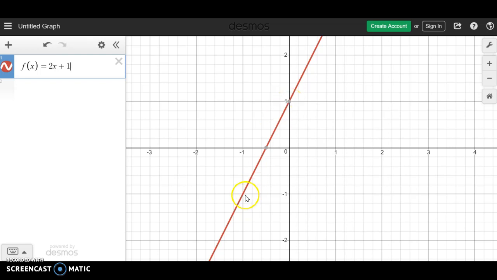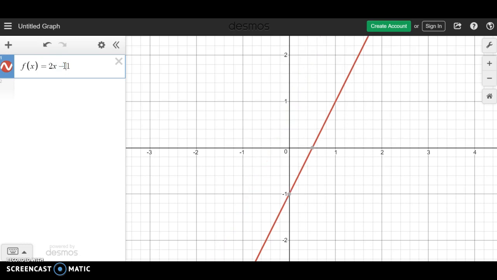And the slope of 2 tells us that for every 1 it moves in this direction, it rises 2 in this direction. If I were to change the intercept to negative 1, you can see that it's exactly the same slope, it's just starting at a different point. If I were to change the slope to 3, it's going to increase how much the line rises. It goes up 3 for every 1 I move over.